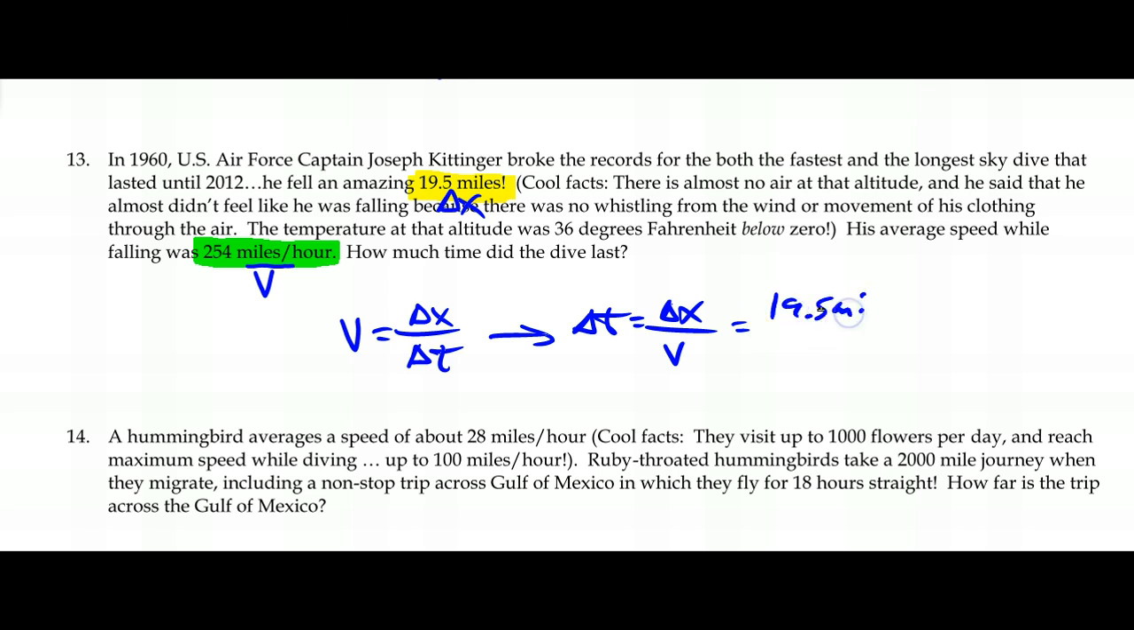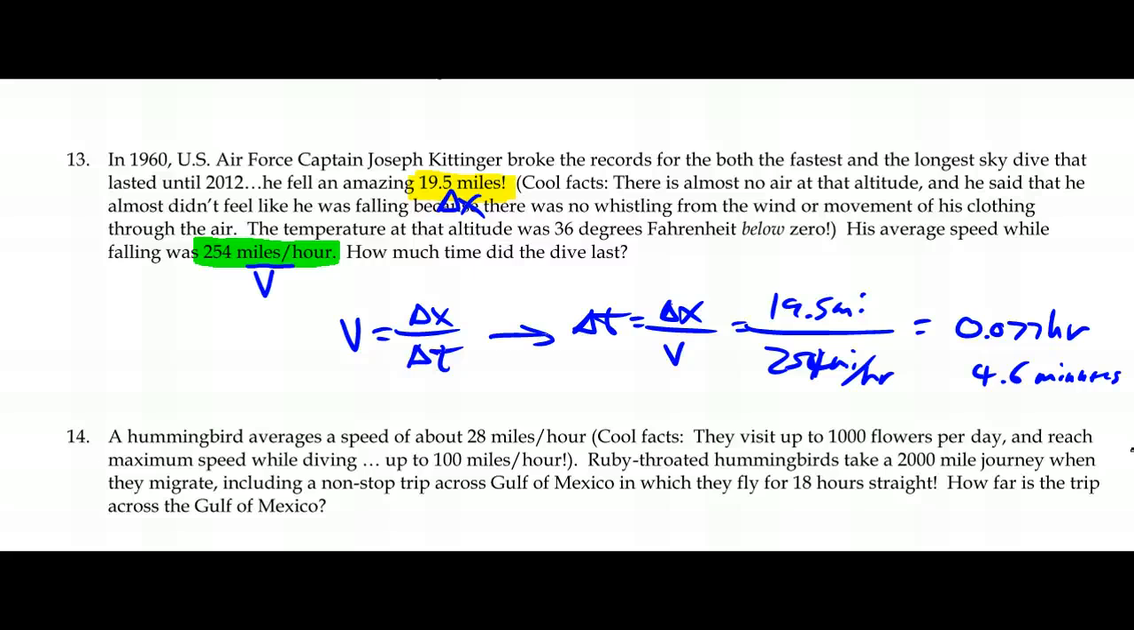19.5 miles divided by 254 miles in every hour tells us that his trip would take about 0.077 hours, which is roughly 4.6, a little bit more than 4.5 minutes. So he fell all that way in a pretty short period of time. He was moving pretty fast.